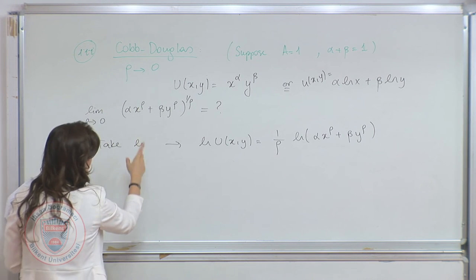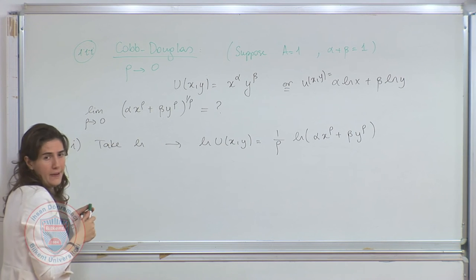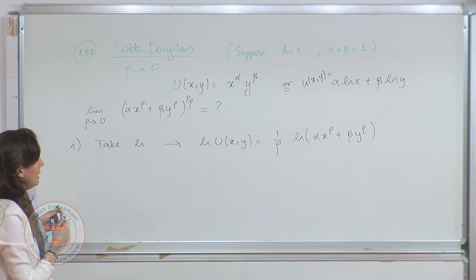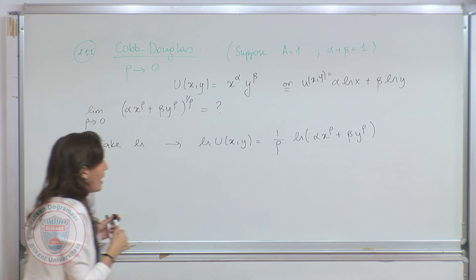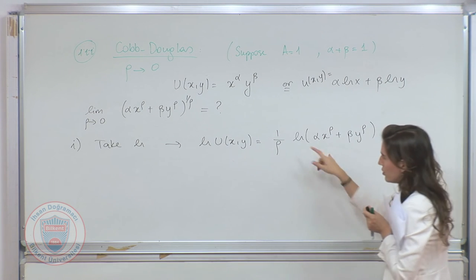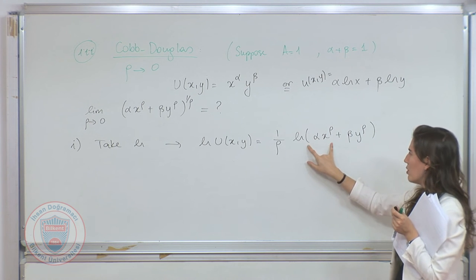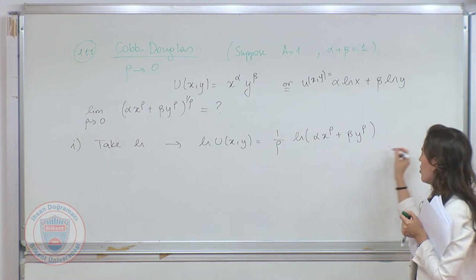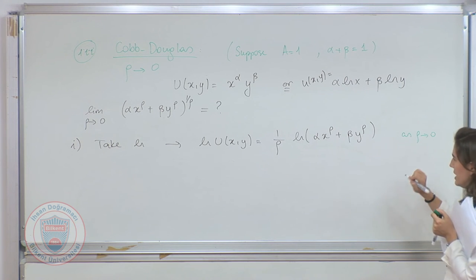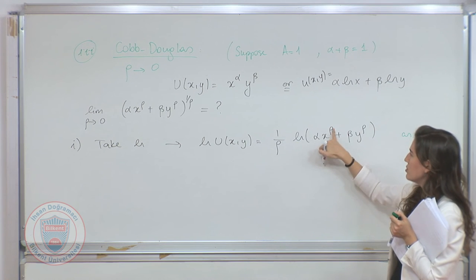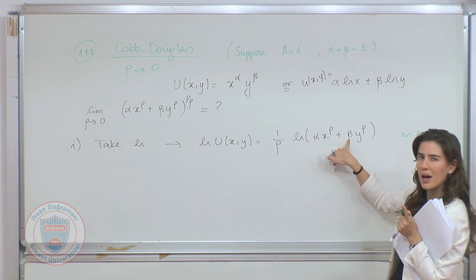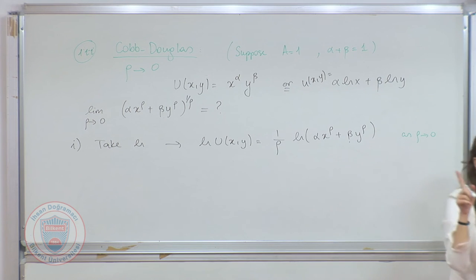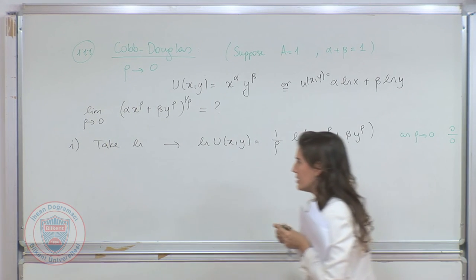So the first thing that you should do is you should take the ln of this guy. And then once you took the natural log of it, you see that, as you guys told me, hocam, as rho goes to zero, alpha plus beta adds up to 1. So ln 1 goes to what? 0. So it's 0 over 0, it becomes a 0/0 indeterminacy.